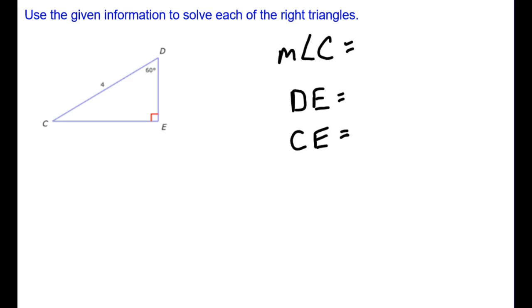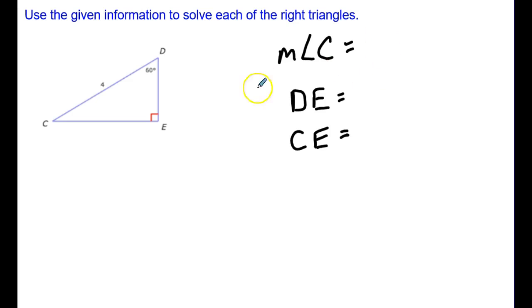So we have the right triangle CDE. We know what the length of CD is, and we know what angle D is. Angle D is 60 degrees, and angle E is 90 degrees. So the three pieces of information we need to find: the measure of angle C, the length of DE, and the length of CE.